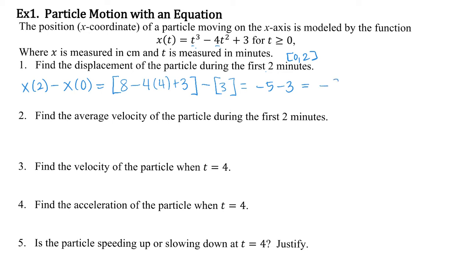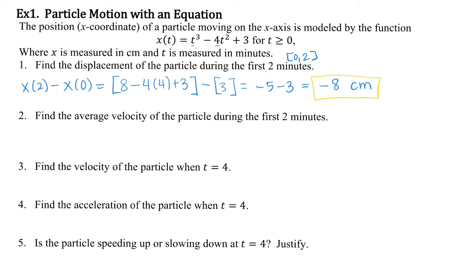So the particle's displacement during the first 2 minutes is negative 8 centimeters. And it's okay for it to be negative. That means that on the x-axis, it went to the left 8 centimeters from minute 0 to minute 2.